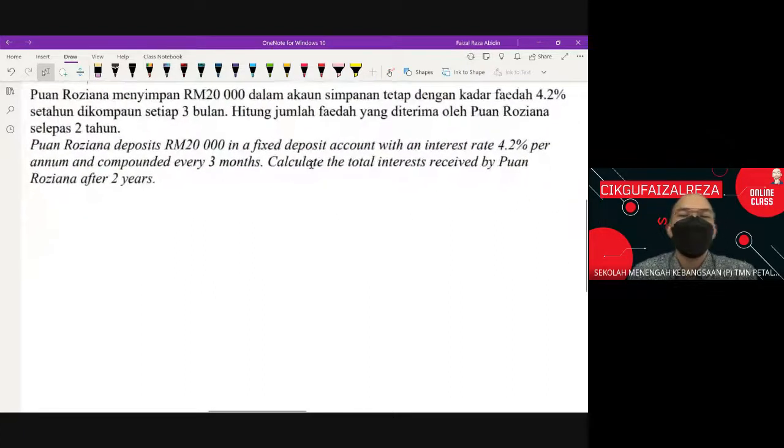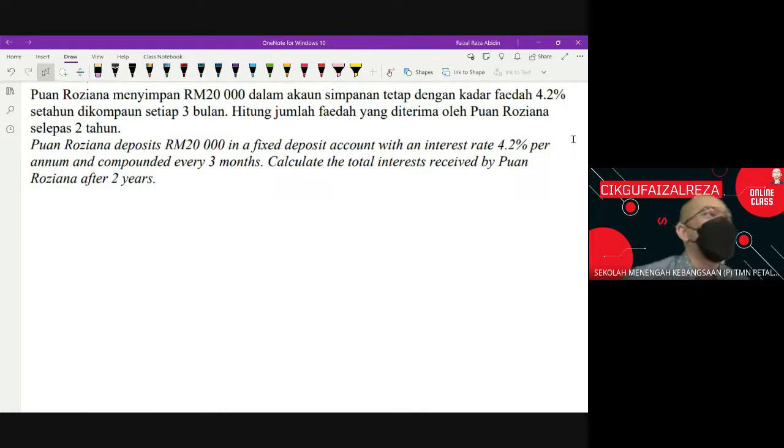Financial. Okay, what we have over here: Puan Rosiana deposits 20,000 in a fixed deposit account with an interest rate of 4.2% per annum and compounded every 3 months.